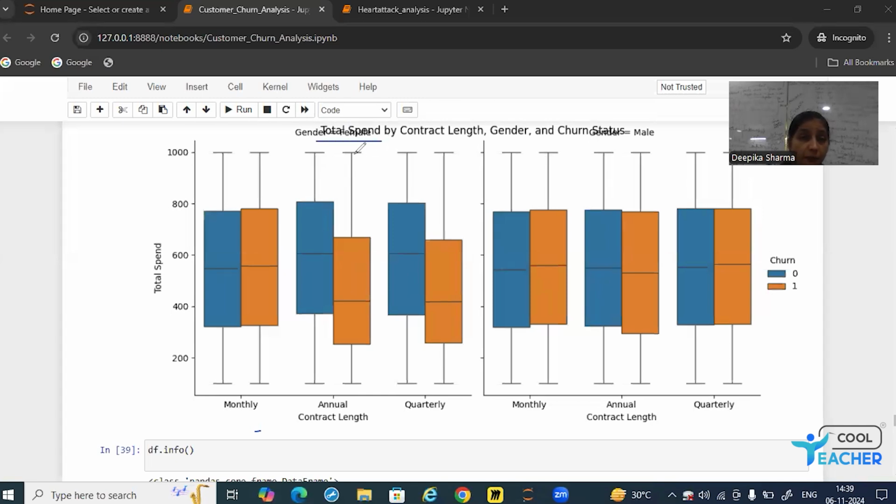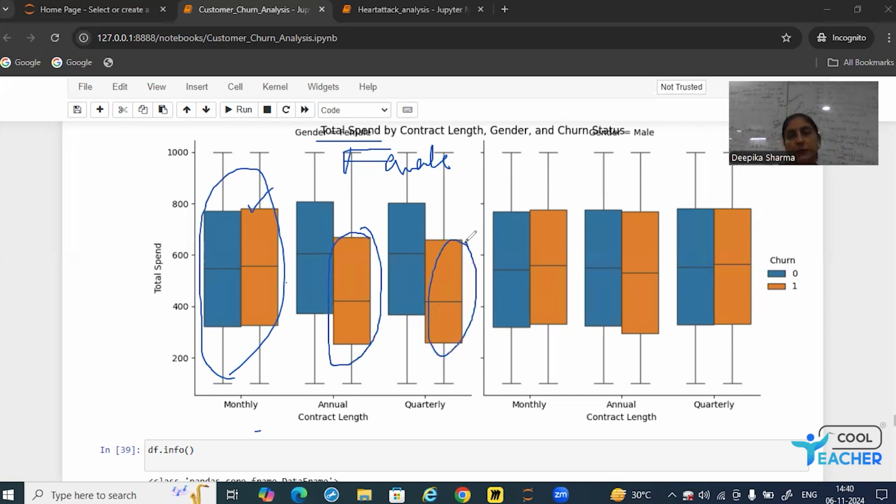See here it is mentioned female, the female case. So females are taking the majority of the monthly cases here, and their churn rate is higher in monthly cases. In female, the churn rate is higher in monthly cases. In annual cases, the females are not leaving the subscription, and in quarterly cases, they are not moving away from the platform. They are still using the services, but in monthly cases, the females are moving away from the particular services.